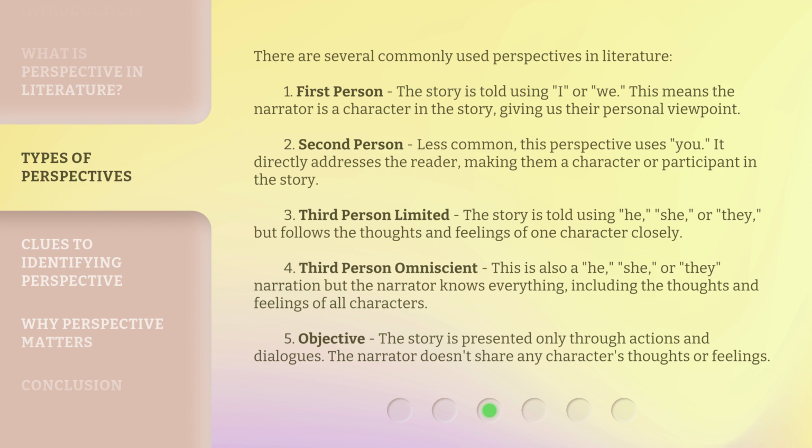3. Third person limited. The story is told using he, she, or they, but follows the thoughts and feelings of one character closely. 4. Third person omniscient. This is also a he, she, or they narration, but the narrator knows everything, including the thoughts and feelings of all characters. 5. Objective. The story is presented only through actions and dialogues. The narrator doesn't share any character's thoughts or feelings.